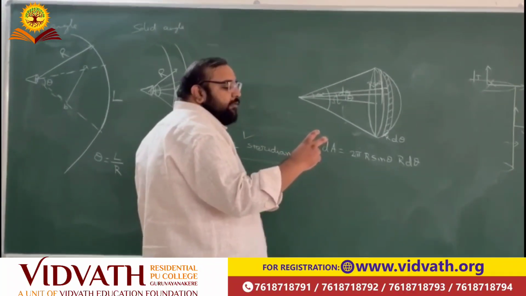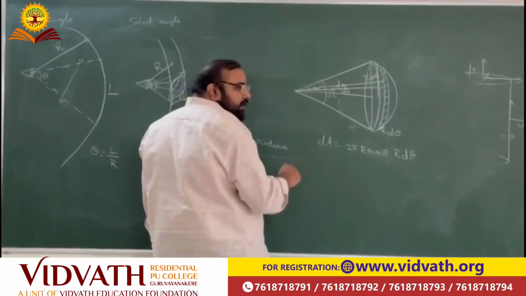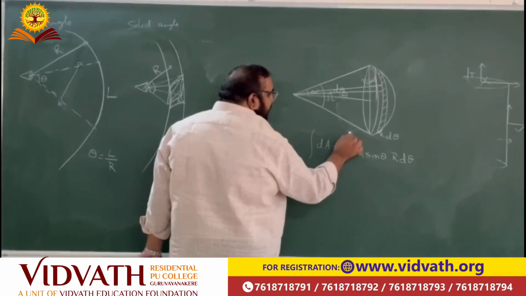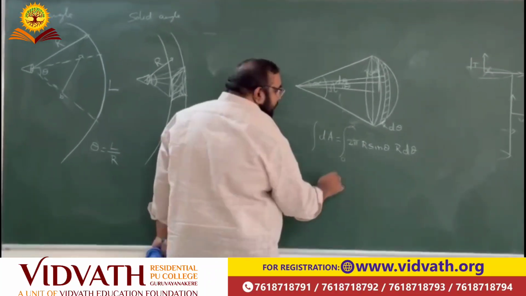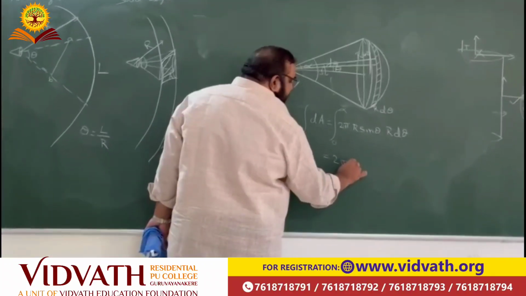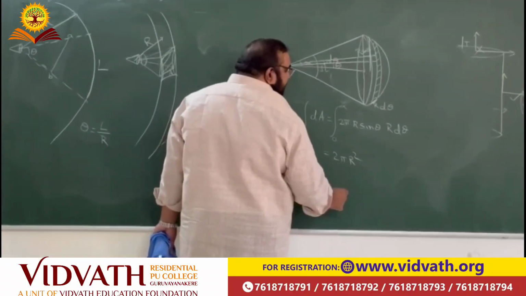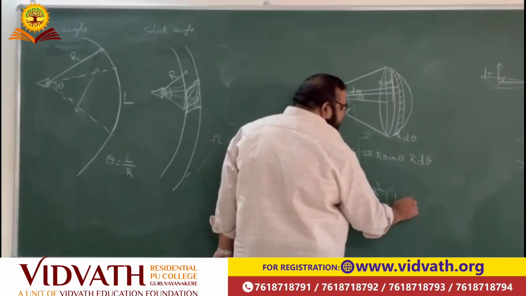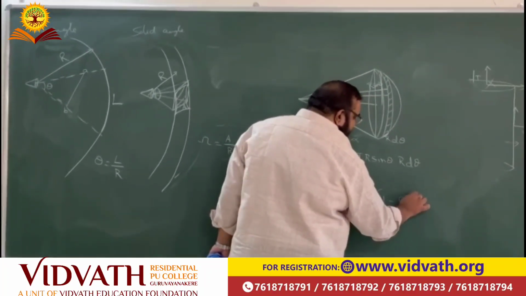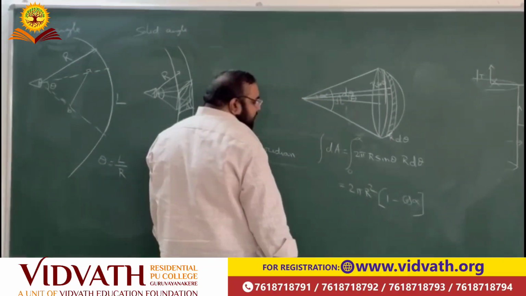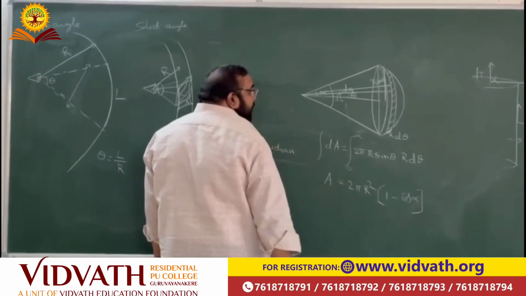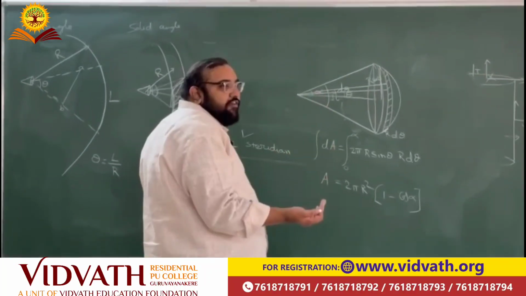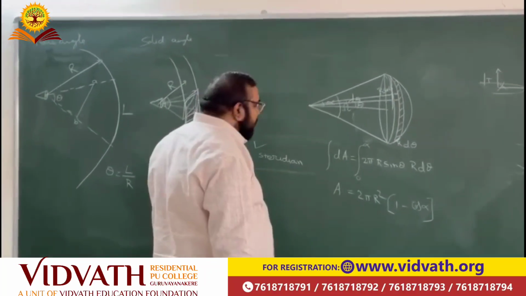What is the total area swept out by the hemisphere? Integration of that, and the limits are 0 to alpha. Theta is variable here. So 2 pi r square integral sin theta d theta, minus cos theta. So lower limit cos 0 is 1, minus upper limit cos alpha. 2 pi r square into (1 minus cos alpha) is the area swept out by the hemisphere, which is on the spherical surface at the center.